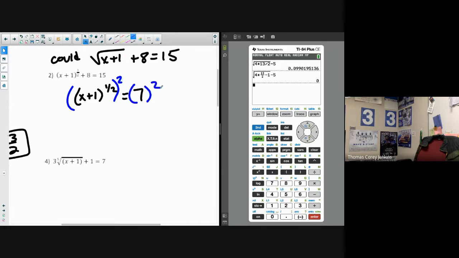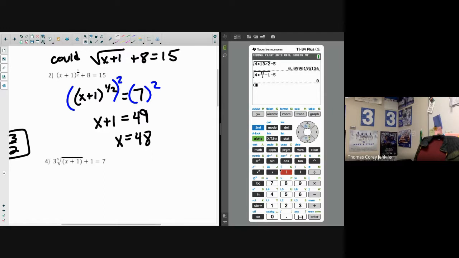And again, notice how I would have done the same thing if I had rewritten it there, right? But again, I do that here because 1/2 times 2, which is my exponent rule there, is equal to 1. Okay, so x plus 1 to the first power is just x plus 1. 7 squared is 49. Subtract 1 from both sides, and we get x equals 48.